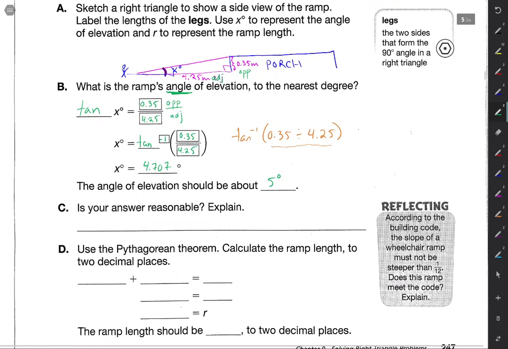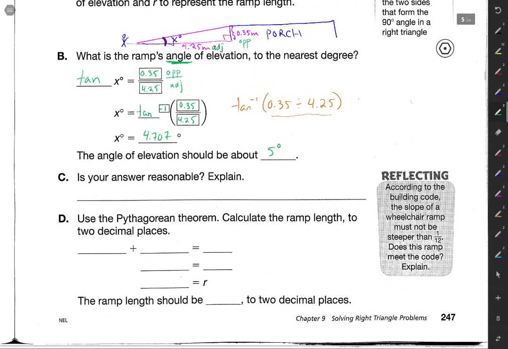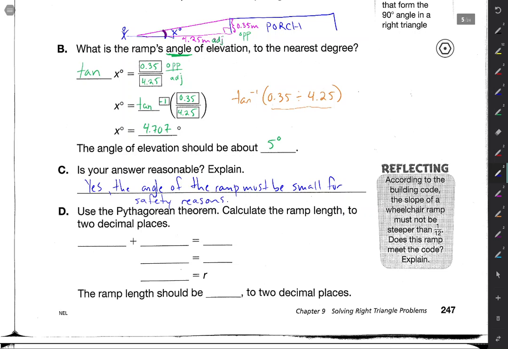The next part asks, is your answer reasonable, and explain why. So we will say that yes, it's reasonable because the angle must be small for safety reasons. Having a small angle makes it so that the surface isn't too steep for the wheelchair to roll on. And then finally in part D, it wants us to use the Pythagorean theorem to calculate the ramp length.